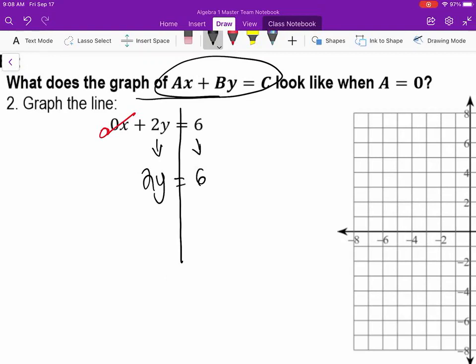All right, well, let's graph it. But we can't graph it until y is completely by itself. So let's get y completely by itself. I'm going to go ahead and divide by 2 to get rid of that 2. Whatever I do to one side, I do to the other. That goes to 1. So I'm left with y equals 6 divided by 2, which is 3.